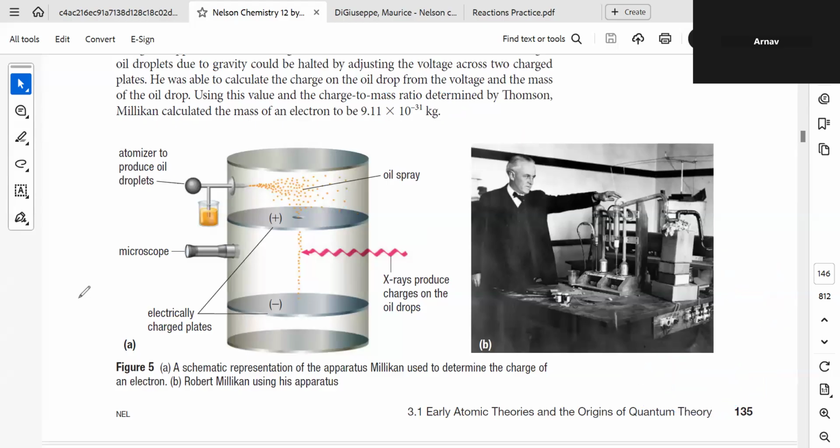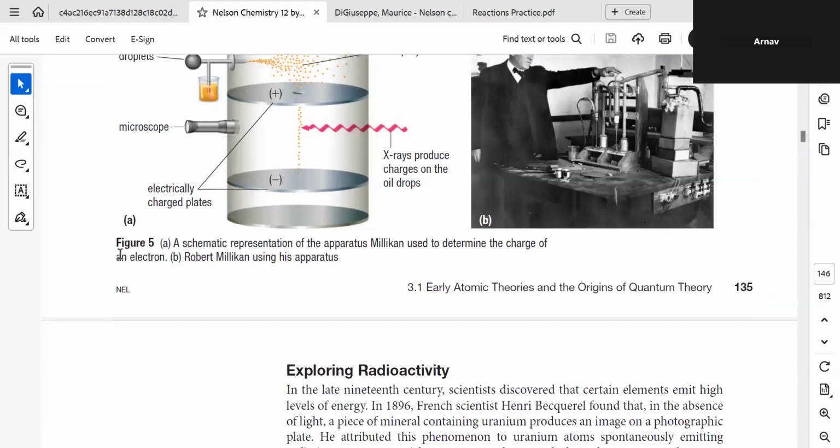So when it comes to Robert Millikan, what should you know? You should know that he discovered the mass of the electron. What is the mass of the electron? 9.11 into 10 raised to minus 31 kg. No need to memorize it. And you should know that he was able to do it using his oil drop experiment.